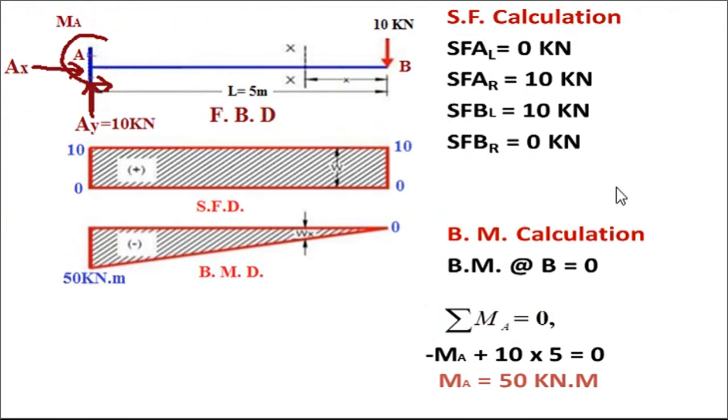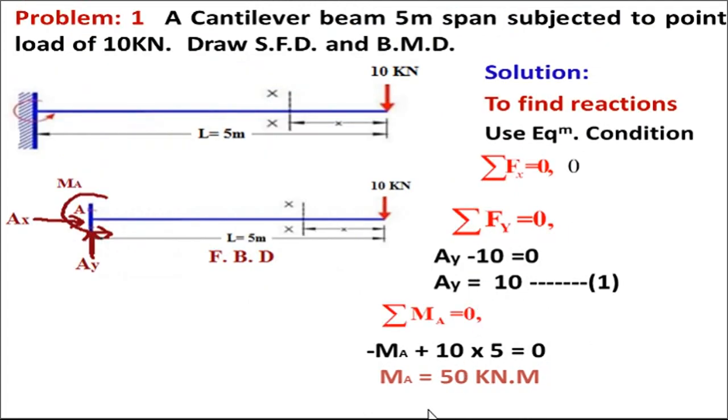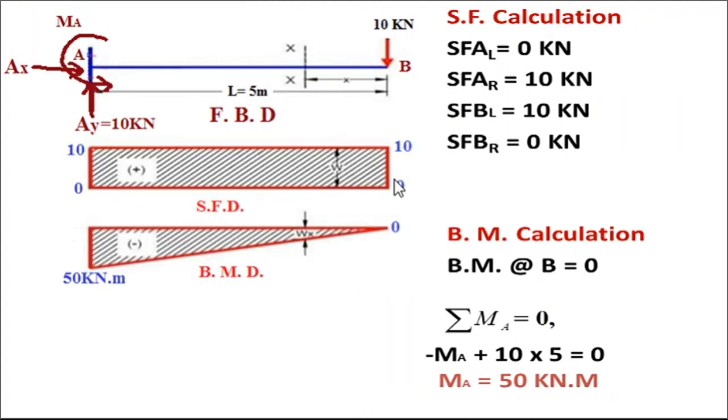Now draw SFD and BMD. We know that AY is 10, which we have calculated here. So draw a horizontal line from 0 to plus 10. No load from A to B, so the horizontal line stays at plus 10, then downward minus 10, reaching 0. Then for the moment, we have already taken the moment at point A, 10 into 5, 50, and that 50 will be minus, because for the cantilever portion the bending moment is always negative. Then just join it by an inclined line, because in SFD it is a horizontal line and in BMD it is an inclined line.